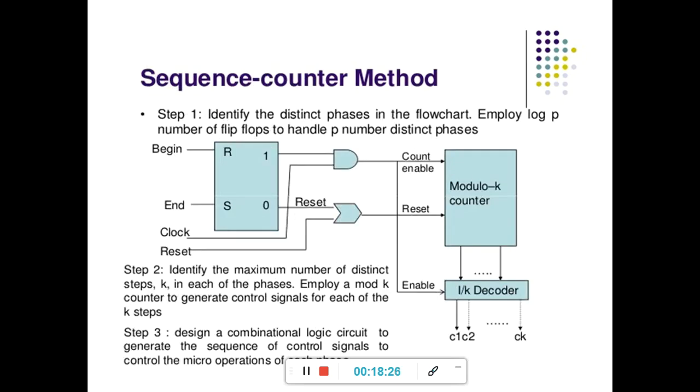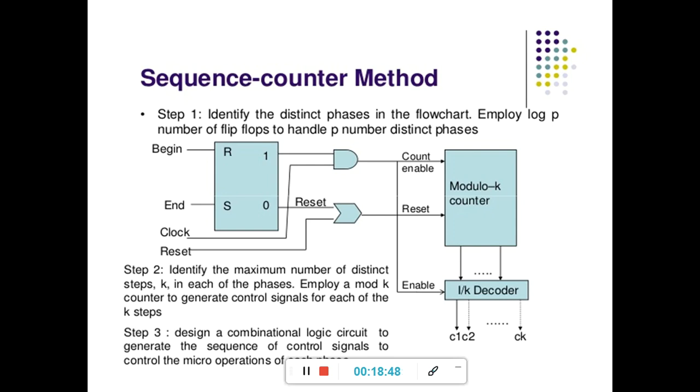And then the last one is the sequence counter method. What is the sequence counter method? Here it uses a counter for timing purposes as well as sequencing. What is the counter for timing purposes? Without timing the information or counting the information, we can't do the sequence counter method.